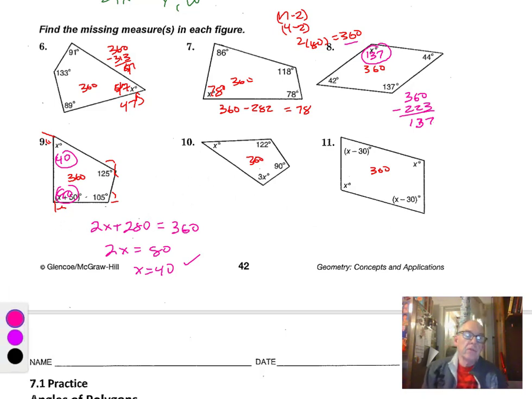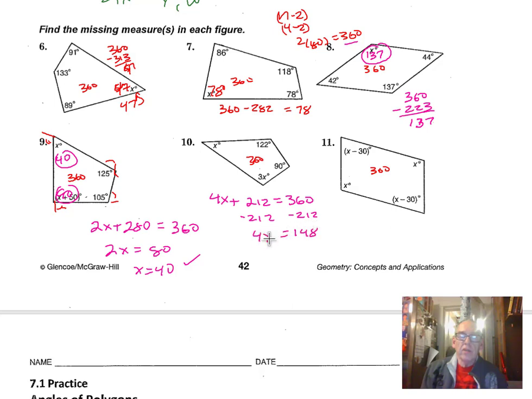Looking at number 10, same idea. These all need to add up to 360. We've got x and 3x, that makes 4x. And adding up the numbers, we have 122 and 90, that makes 212. And all together, they need to add up to 360. Take away 212 from both sides. We get 148 is equal to 4x. So x is going to be 148 over 4, which is 74 over 2, which is 37.